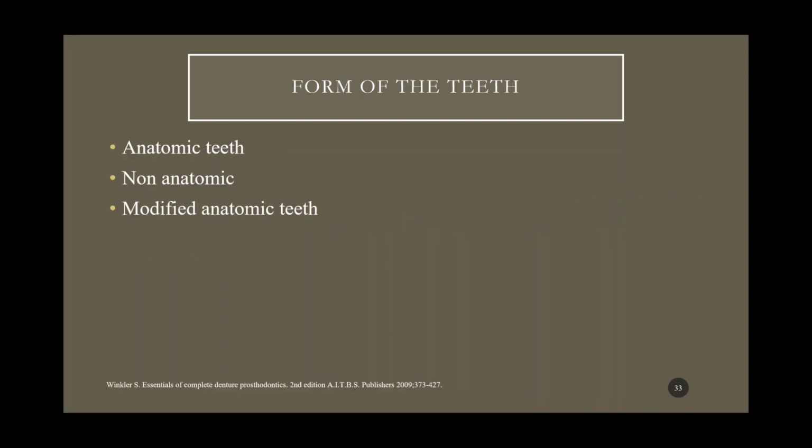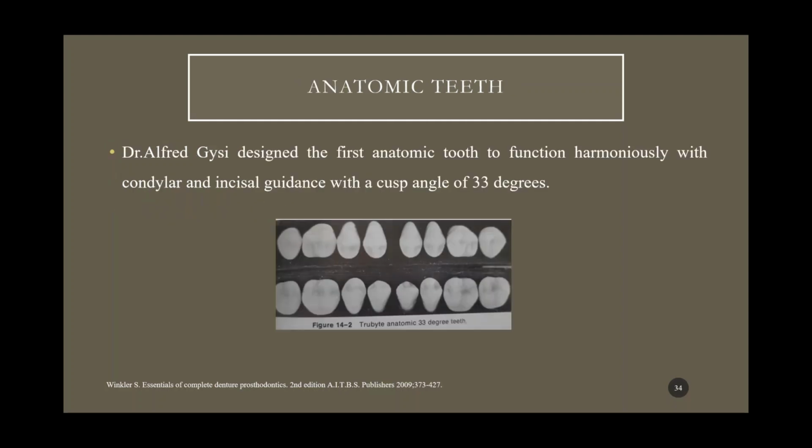Then coming to the form of the teeth, under this we have anatomic teeth, non-anatomic teeth, and modified anatomic teeth. First we'll talk about the history of the anatomic teeth. In 1914, Gysi designed the true white teeth. These were the first anatomic posterior teeth to be developed. They were made of porcelain, and they resembled natural teeth with transverse ridges intended for tight interdigitations.